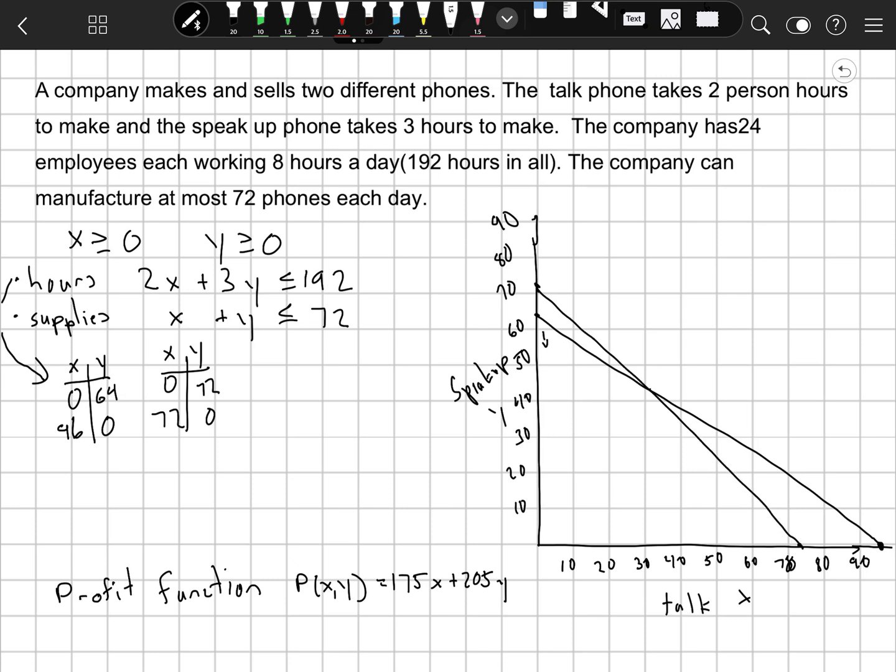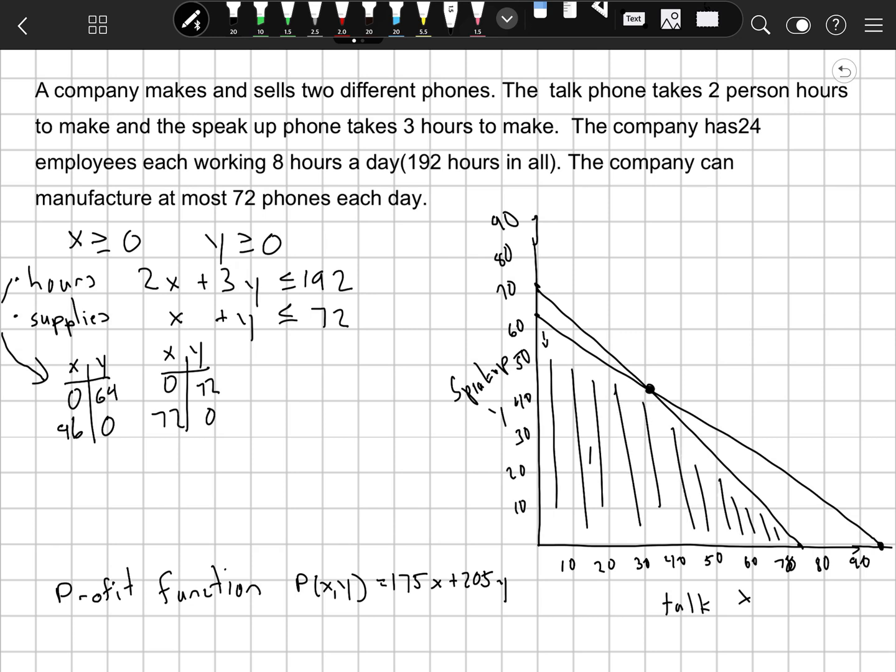Something like that. Okay, so there we have that point where they intersect. And this is less than, so we're shading that down too. So the region that we're really interested in is this quadrilateral right here.